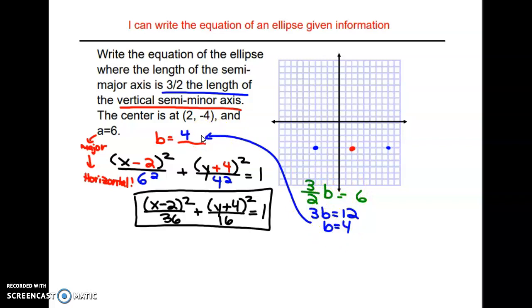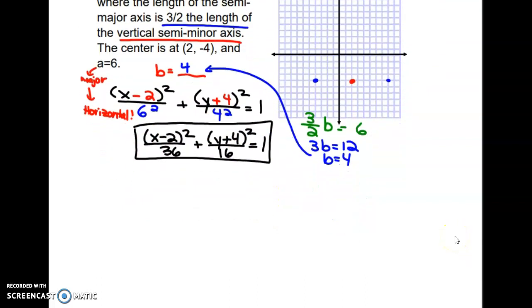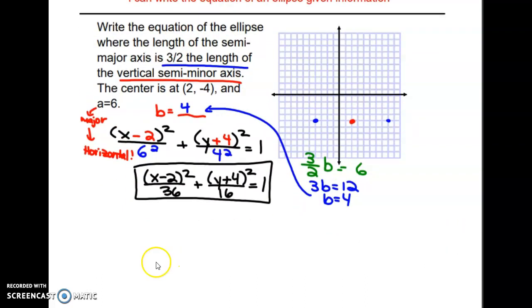I now have everything I need. We know that that's the major, and it was long horizontally. That means it goes under the X, minor under the Y. Voila, there you go. Good luck.